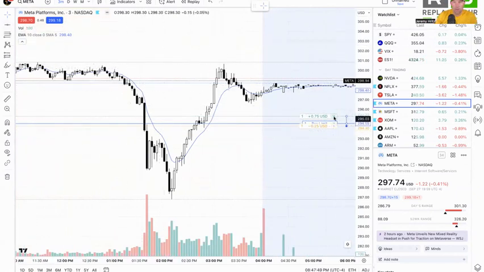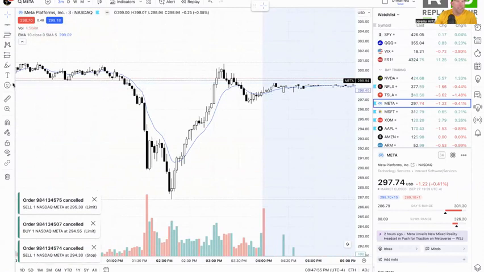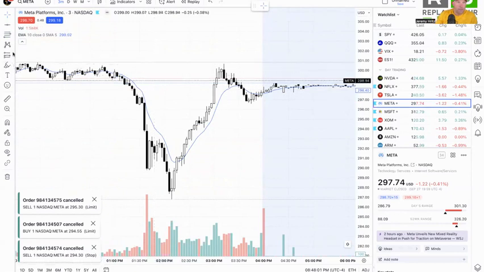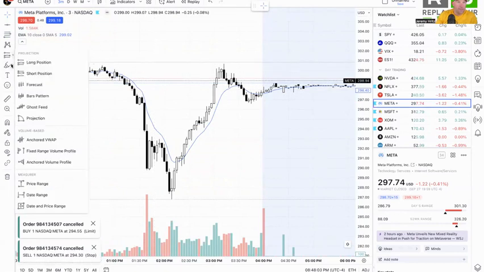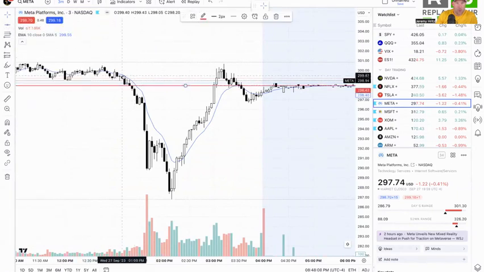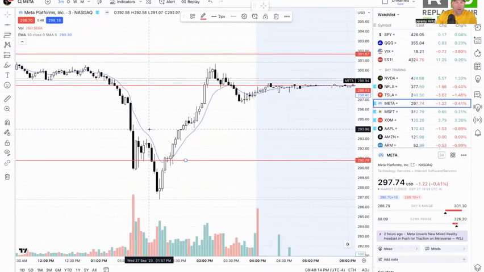Let me get rid of these. Let's say that we entered a trade here on a short, right? Hang on, let me find my lines, guys. There we are. Okay, so let's say that we entered a short here and we had our stop loss up here. We had our profit taker down here.